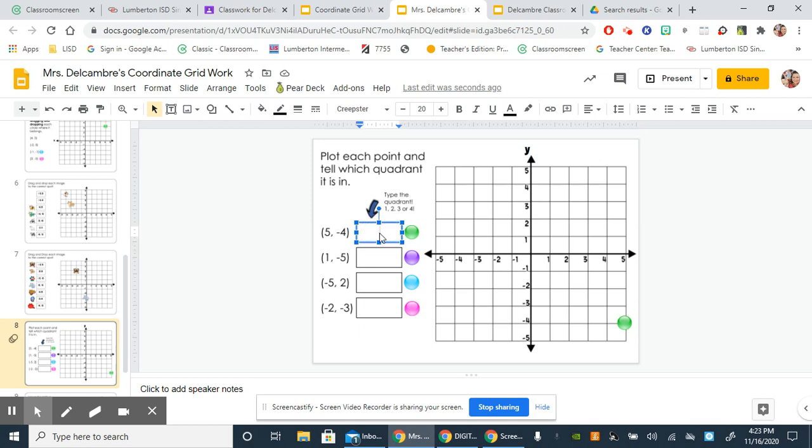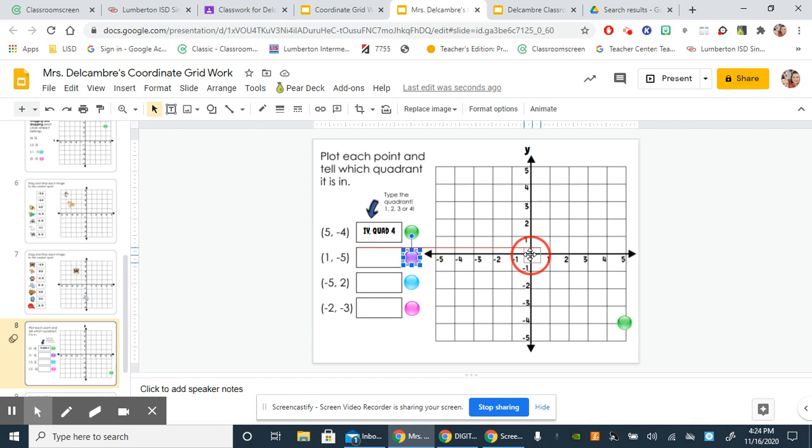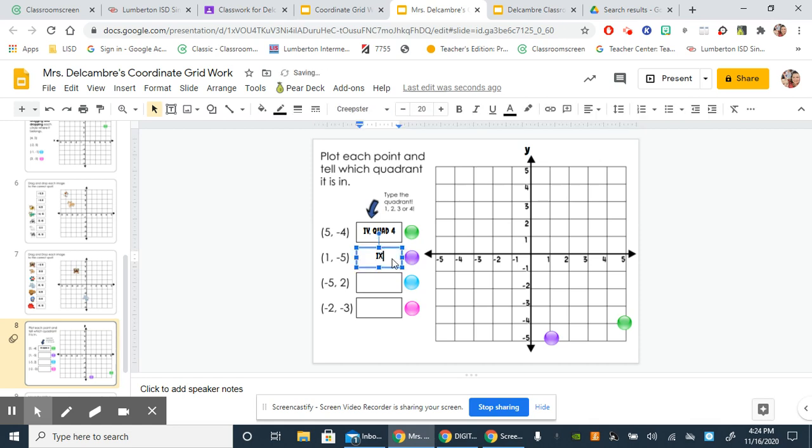So I can go here and I can do it in Roman numerals. Quadrant 4. I can type quadrant 4. However you want to do that. Again, here I grab my little purple or lavender ball. I'm going to go over to 1 and down to -5. I plot my point. Oh, it's in quadrant 4 again. So I can abbreviate. I can even do the Roman numeral side.